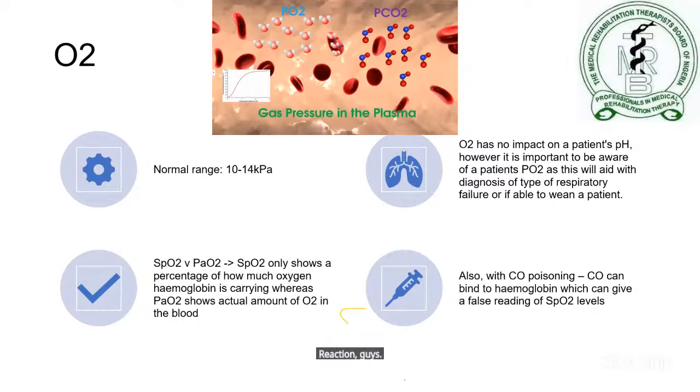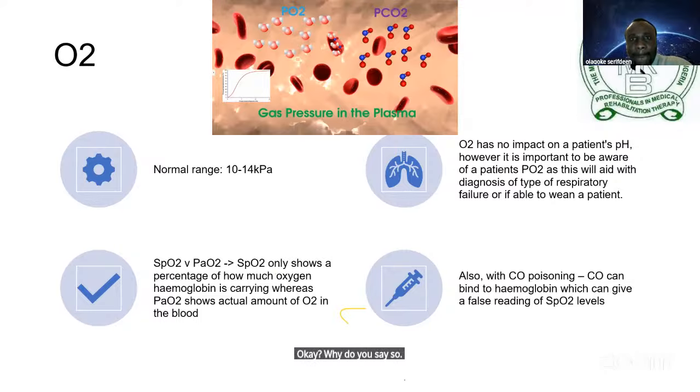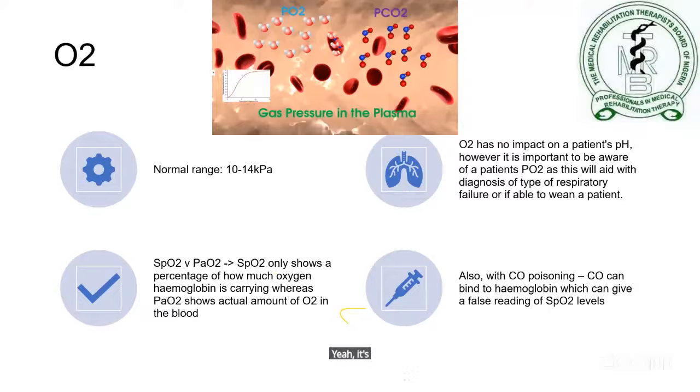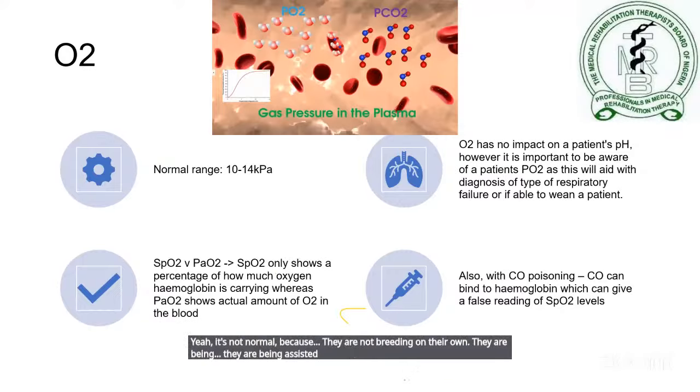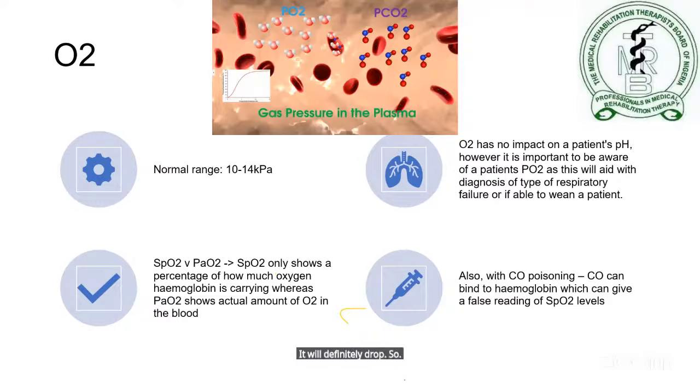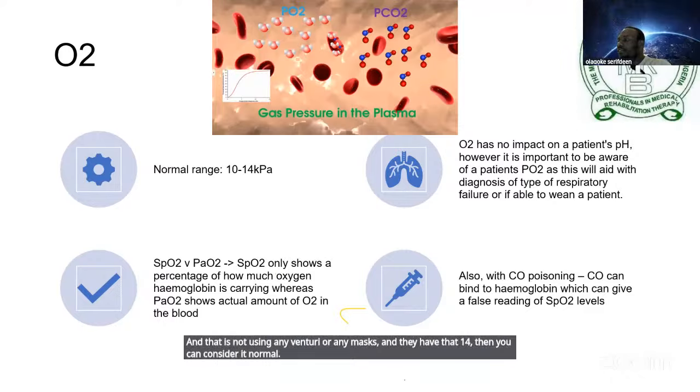It's not normal. Okay. Why do you say so, Ma? Yeah, it's not normal because they are not breathing on their own. They are being assisted. So when that assistance is taken off, it will definitely drop. So it's not normal for them. But for a normal person who is not using any Venturi or any mask and has that 14, then you can consider it normal. Perfect. Thank you very much.